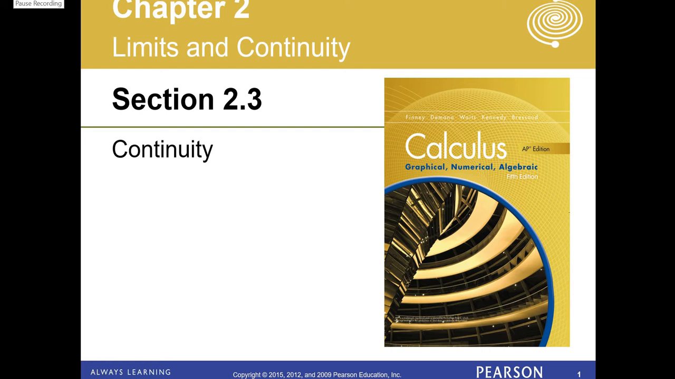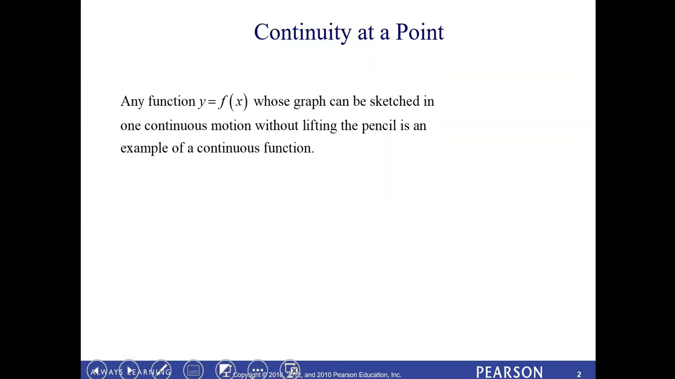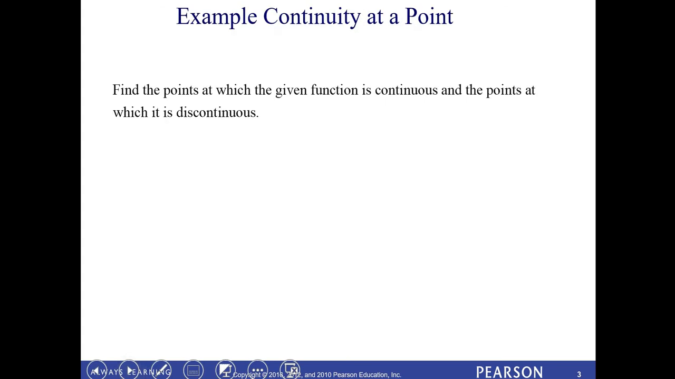Section 2.3 continues our work with limits and with continuity. Continuity at a point. Any function, y equals f of x, whose graph can be sketched in one continuous motion without lifting the pencil, is an example of a continuous function. So, find the points at which the given function is continuous and the points at which it is discontinuous.